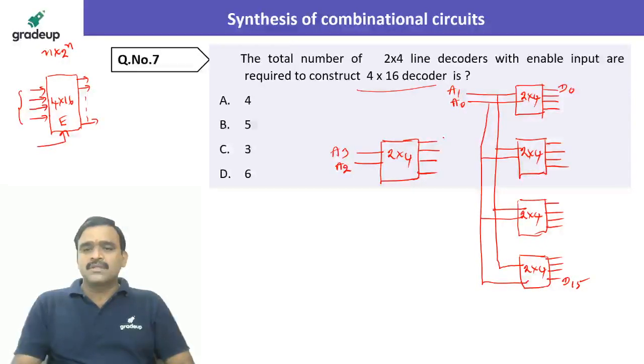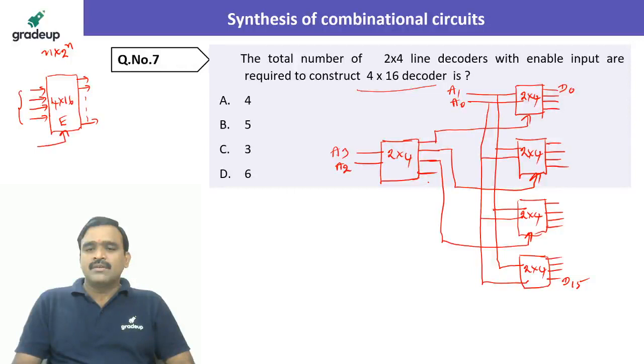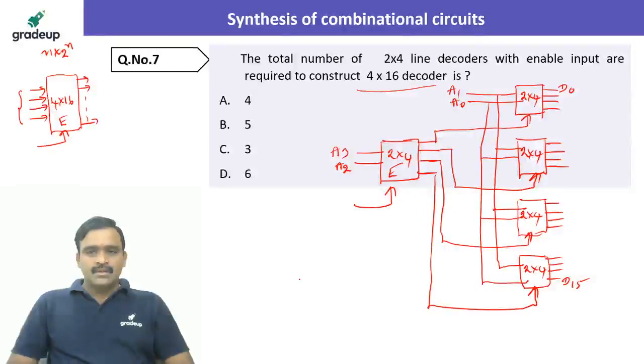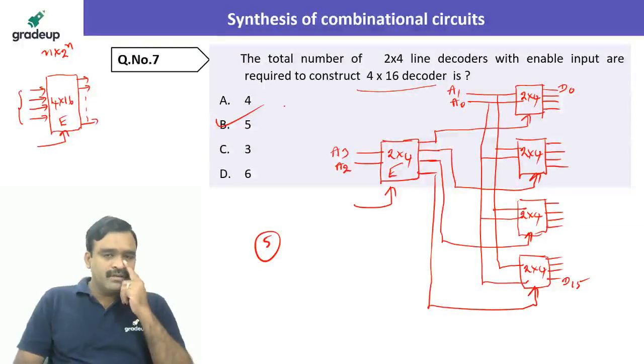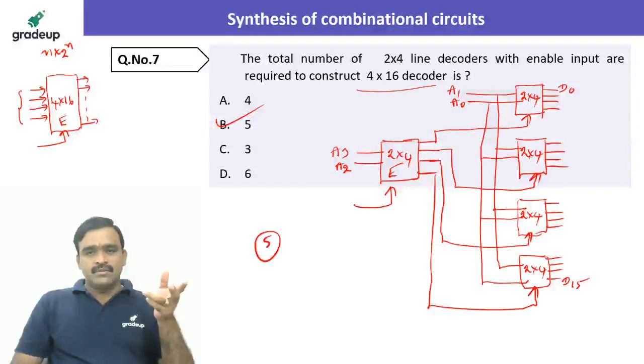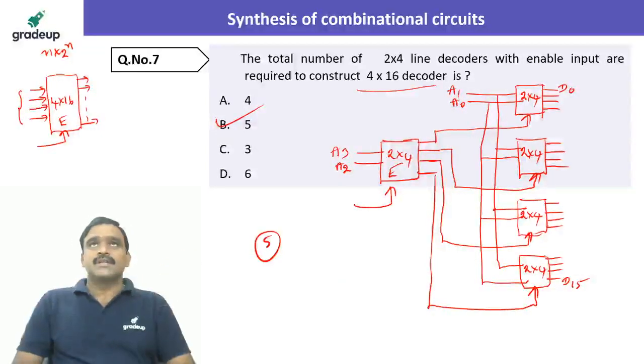These outputs will be taken as the enable inputs: the first output is the enable input for the first decoder, the second output for the second, the third output is enable for the third decoder, and the fourth output is enable for the fourth decoder. When a decoder is disabled, its entire outputs will be zeros. So like this, in total we require 5 decoders. I hope you have understood. So option B is the right option. We require 5 decoders for the construction of a 4x16 decoder with the help of only 2x4 decoders. That's all.